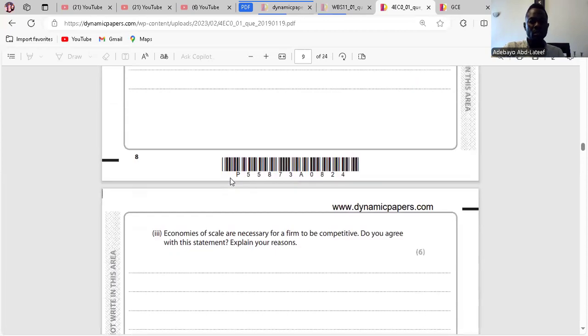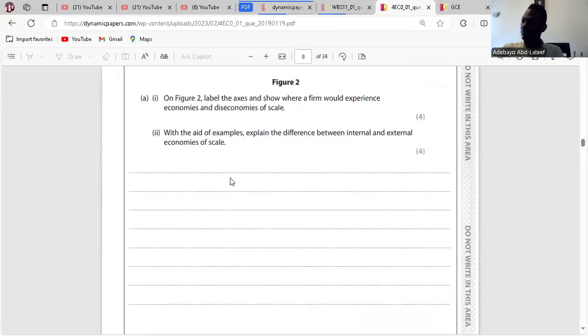Go to question 2, Roman figure 2, right? It said, with the aid of examples, explain the difference between internal and external economies of scale. We're talking about internal economies of scale. We're talking about a cost advantage a firm has as a result of expansion. That is internal economies of scale.